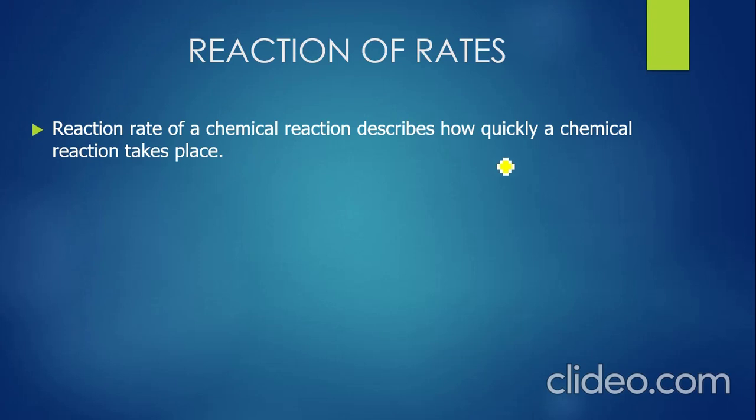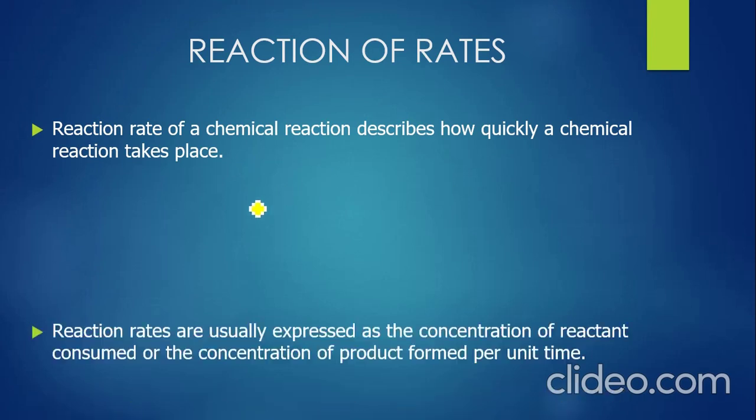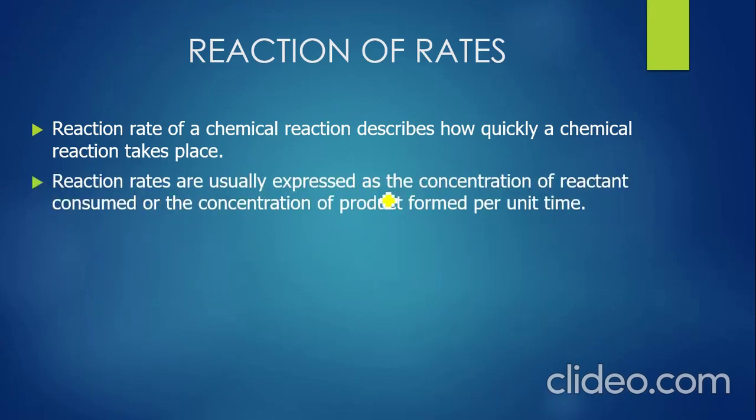Since reaction rate involves change in the concentration of the reactants and change in the concentration of the products, it can be expressed as the concentration of the reactant consumed or the concentration of the product formed per unit time. Note that the reactants in a chemical reaction are being used up, or consumed, in order to form the concentration of the product per unit time.